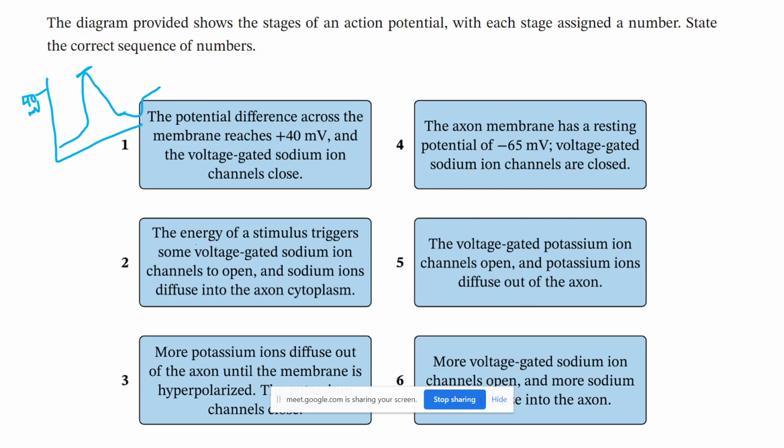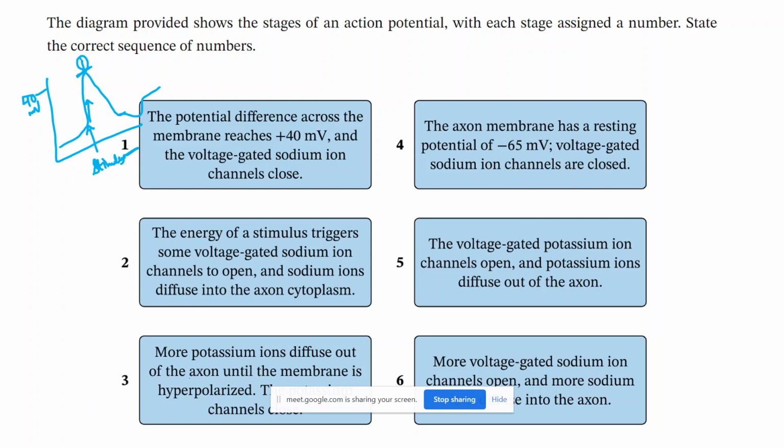The next stage mentioned is that the energy of a stimulus triggers some voltage gated sodium ion channels to open, and sodium ions diffuse into the axon cytoplasm. So now here you're getting the stimulus. I'll number here according to the stage number written here. This point here is the first statement. Then the second statement is the energy of a stimulus triggering some voltage gated sodium ion channels to open, and then sodium ions diffusing into the axon cytoplasm. So your stimulus is going to be here, and after that your depolarization is going to take place.